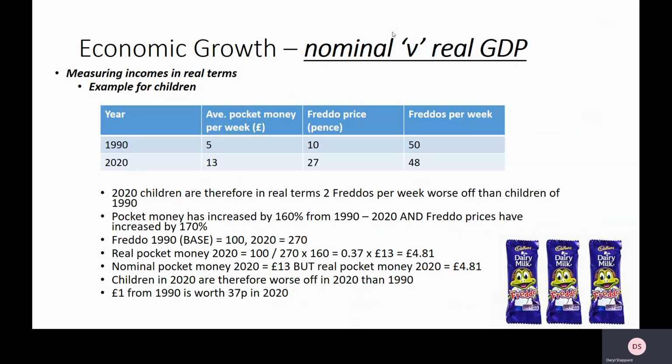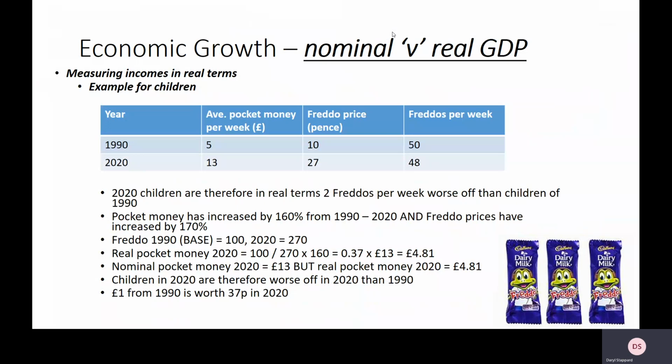But then let's imagine that people only buy Freddo bars with their pocket money. And in the year 1990, a Freddo bar cost 10p. Now that £5 would therefore buy on a weekly basis 50 Freddo bars. So £5, 500 pence divided by 10 pence, 50. So in 1990, kids every week could buy 50 Freddo bars. In 2020, the price is now 27p. If I do £13 divided by the 27p, I can now see that in the year 2020, kids could buy every week 48 Freddo bars.